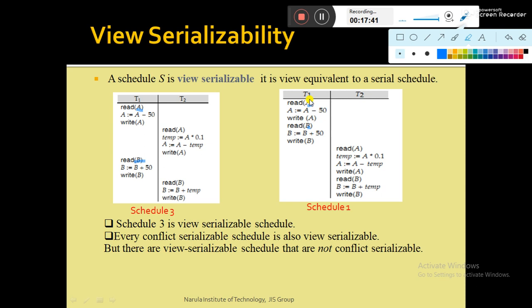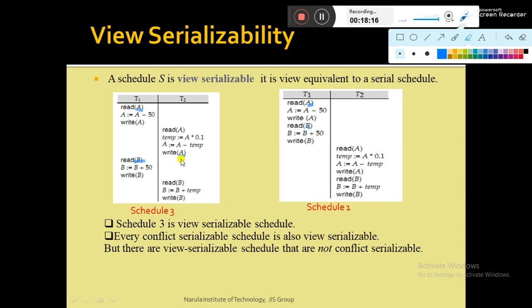Now condition number 3, then I will discuss condition 2. Condition 3 is just the opposite of condition 1 and it is termed the final write operation. What it says is, in schedule S, the transaction which performs the final write Q operation, then in schedule S prime also the same transaction should perform the final write Q operation. So let's check. Write A operation, which one is performing the final write A operation? This one.